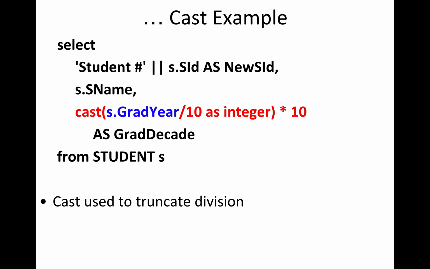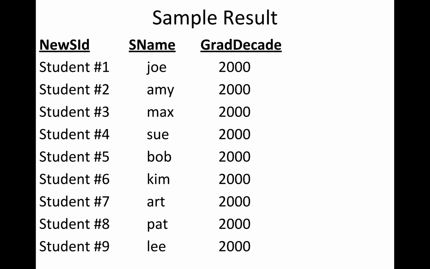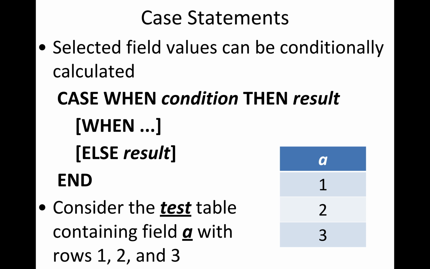In the 1980s, 1990s, 2000s, 2010s, which decade did you graduate? So we're rounding up to a whole decade. So you come up with things like this, right? Student 1, 2, 3 all the way, and then student names and the graduation decade.